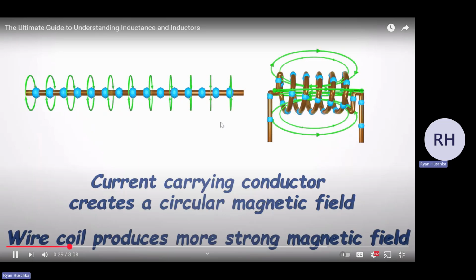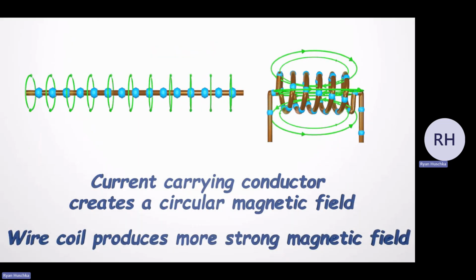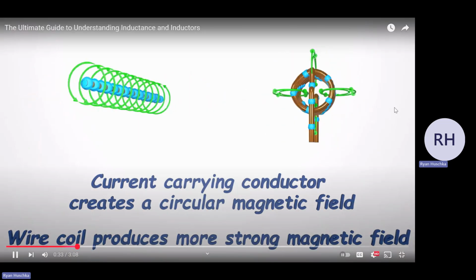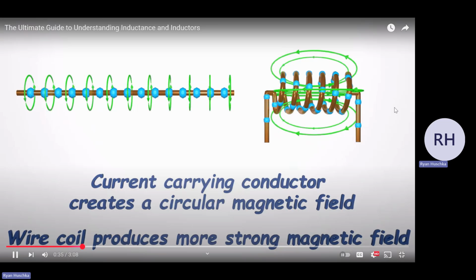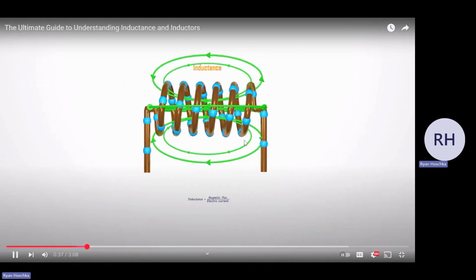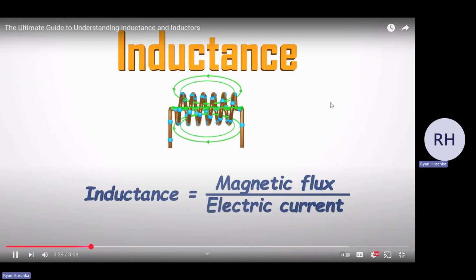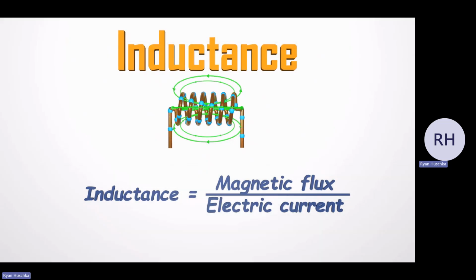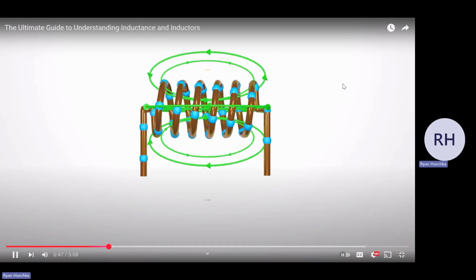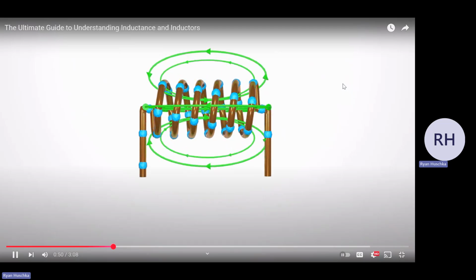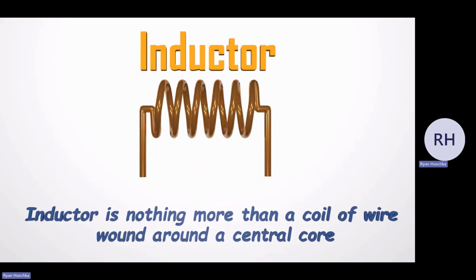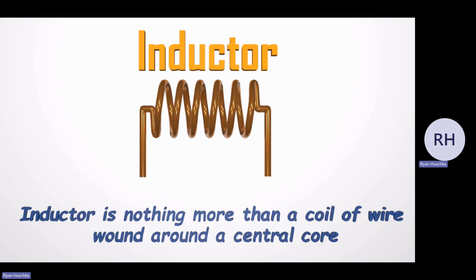To concentrate their magnetic flux, we can tightly wrap the wire around a solid central core. Inductance is the ratio of the magnetic flux in the coil divided by the electric current flowing through the coil that produces that flux. This is the most basic form of an inductor, nothing more than a coil of wire wound around a metal central core.